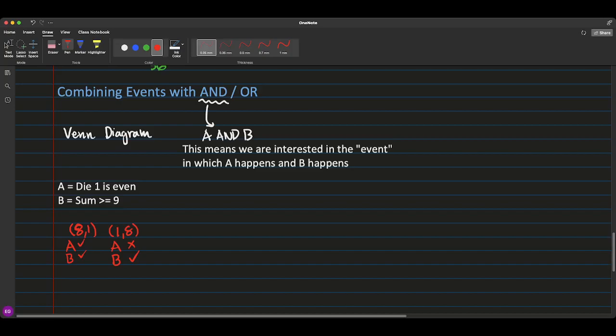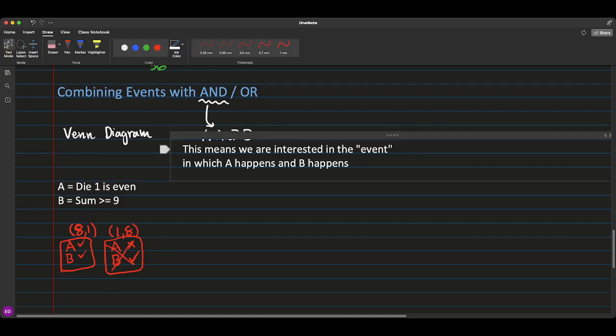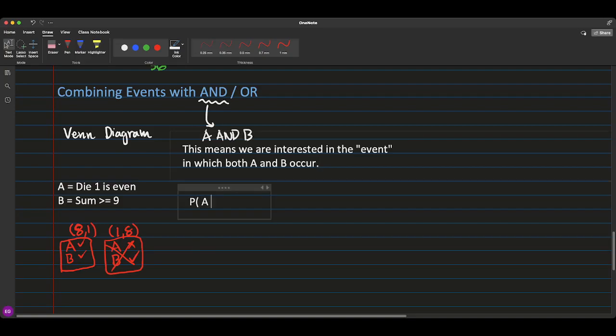Okay, so in this case, A and B happened because both of them occurred. In this case, A and B did not occur because both of them did not occur. We're interested in the events in which both A and B occur. Okay, cool. So we are interested in, well, how do you do the probability that A and B occurs?